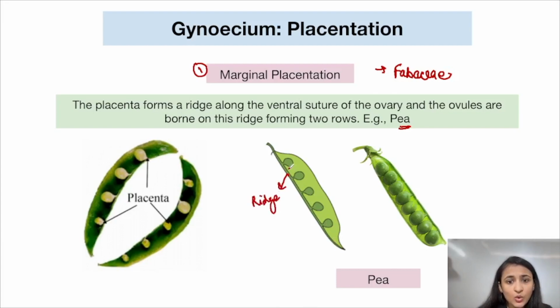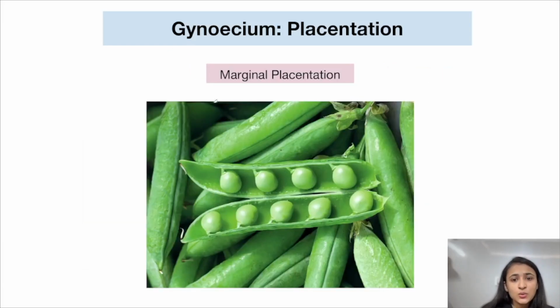Okay, and ovules are born on this ridge forming two rows. In this image you can see one row, but in the next image I'll show you. If you split open a pea pod, you can find two rows of peas. You call these peas, but these are actually ovules, right? So you can see these are two rows here.